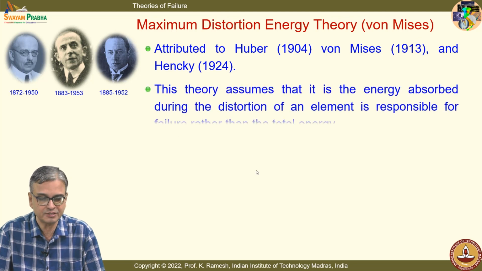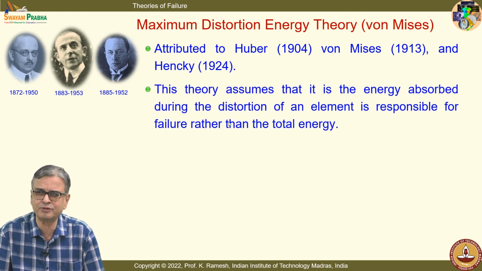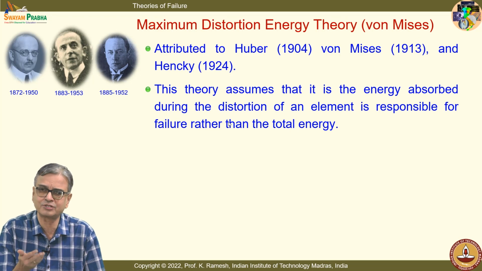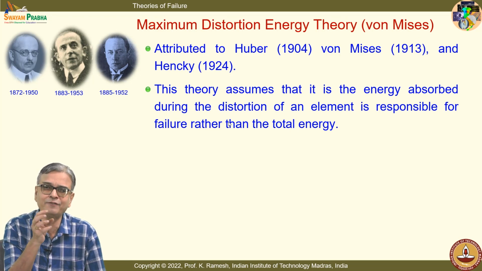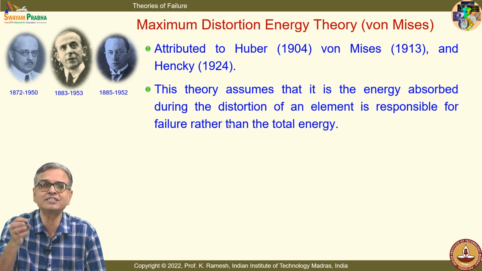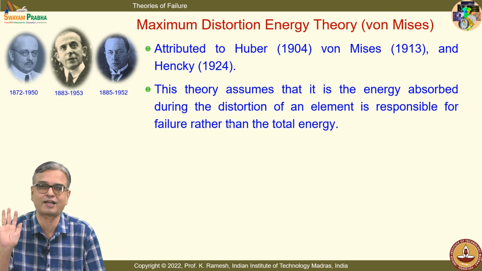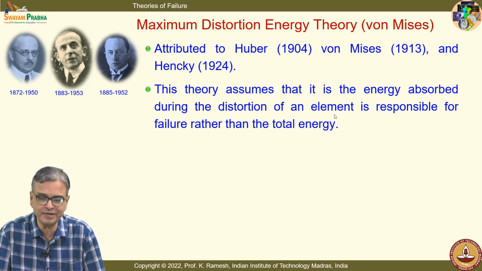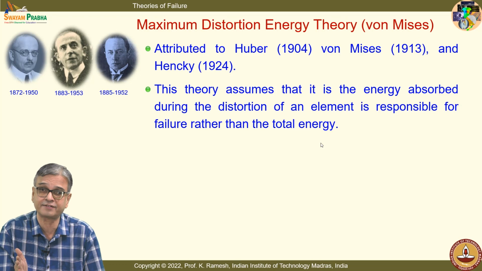And so, the theory is very simple to express also, because in all the theories we will look at one physical quantity, and when it reaches the value that is happening in a tension test, we say failure occurs. So, the energy absorbed during the distortion of an element is responsible for failure rather than the total energy. So, it is a fundamental difference, it is a fundamental shift in thinking.